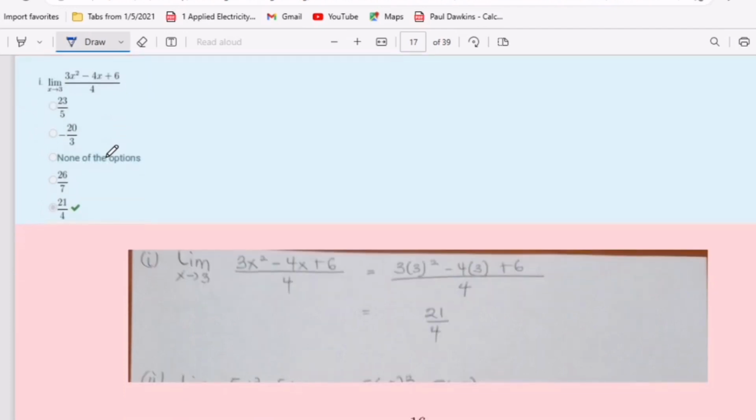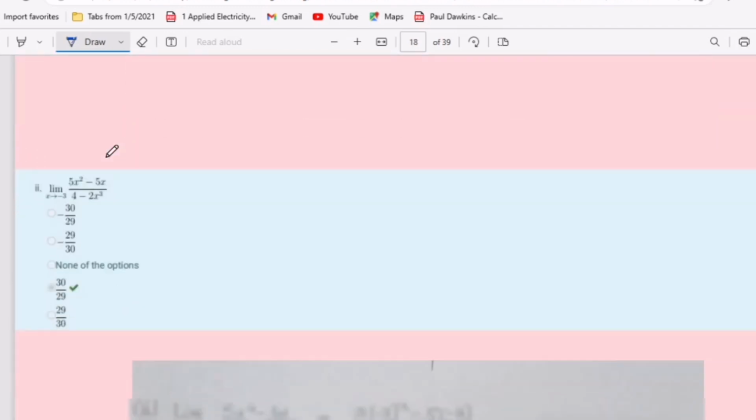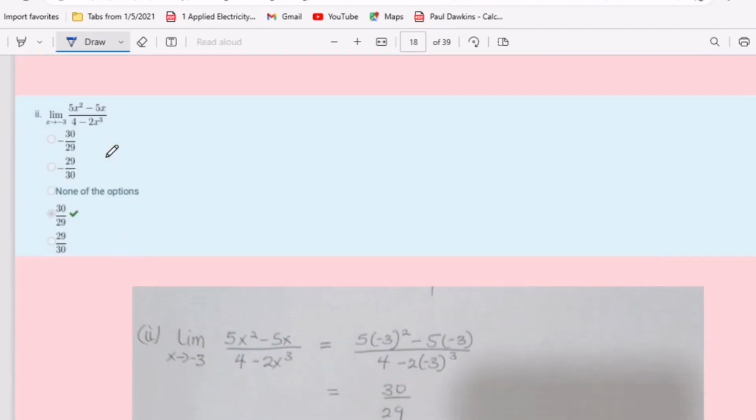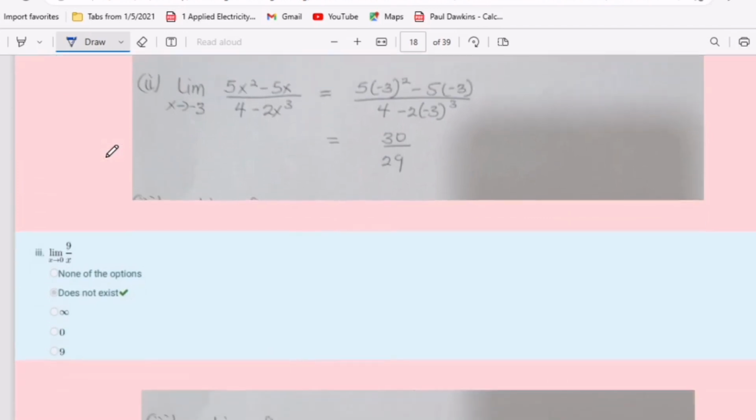With this, I don't need to take you through. They just put the values inside. Right? This also, you put the values inside. So always try and put the values inside.